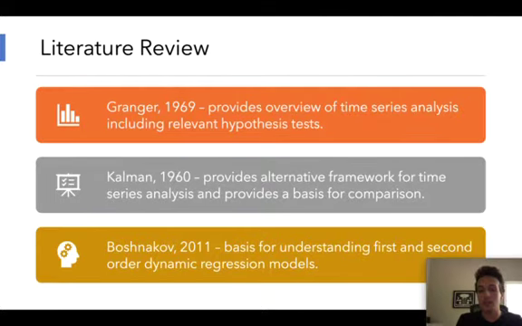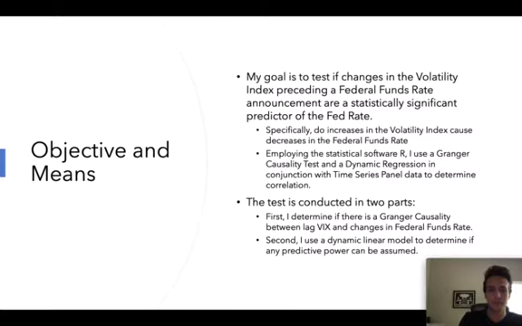Boshnikov in 2011 provided a basis for understanding first and second order dynamic regression models, which we're going to use at the end of this to determine whether or not VIX is a statistically significant predictor of the future federal funds rate. Now, my objective and means. My goal is to test if changes in the volatility index preceding a federal funds rate announcement are a statistically significant predictor of the federal funds rate.